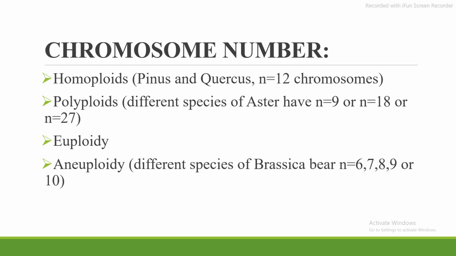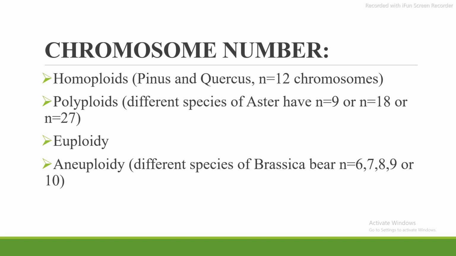Chromosome number includes 4 types. First is homoploids. Homoploids exhibit similar degrees of ploidy. Examples are Pinus and Quercus, n equals 12. n stands for the number of chromosomes. n equals 12 means there are 12 chromosomes.